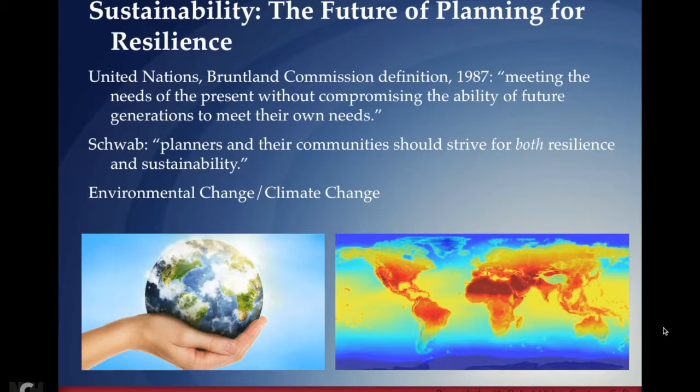So, in the end, Schwab talks about really the importance of the need for planners to work together, to educate, to bring communities into these conversations. And he ends up the entire book with a paragraph. He says, bringing it all together.